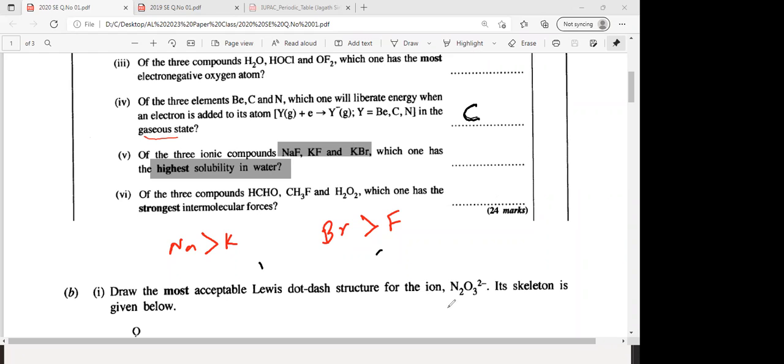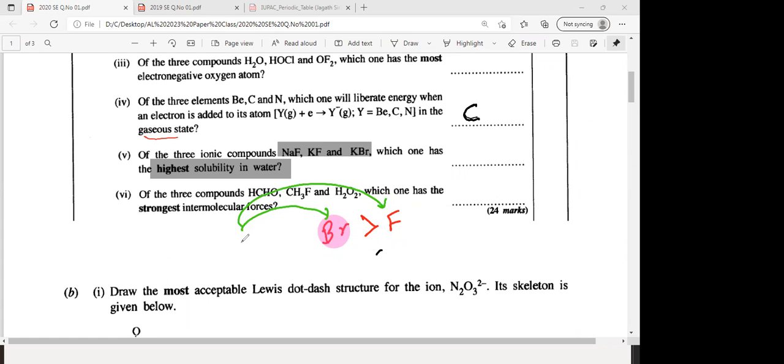KBr you can also argue. They have got two alternative answers here: KBr, or you can get KF. Not NaF, sorry, KF. Both they have accepted here: KBr and KF. This will be ordered on the size here.